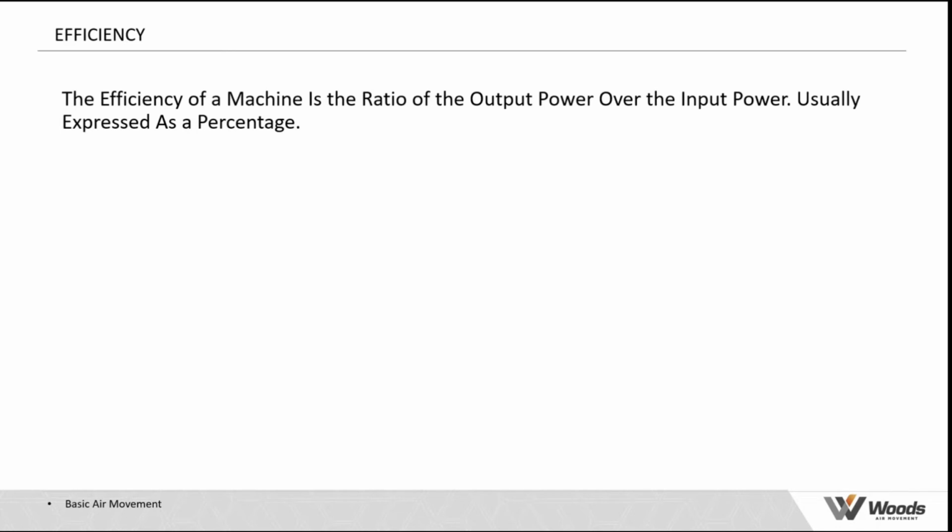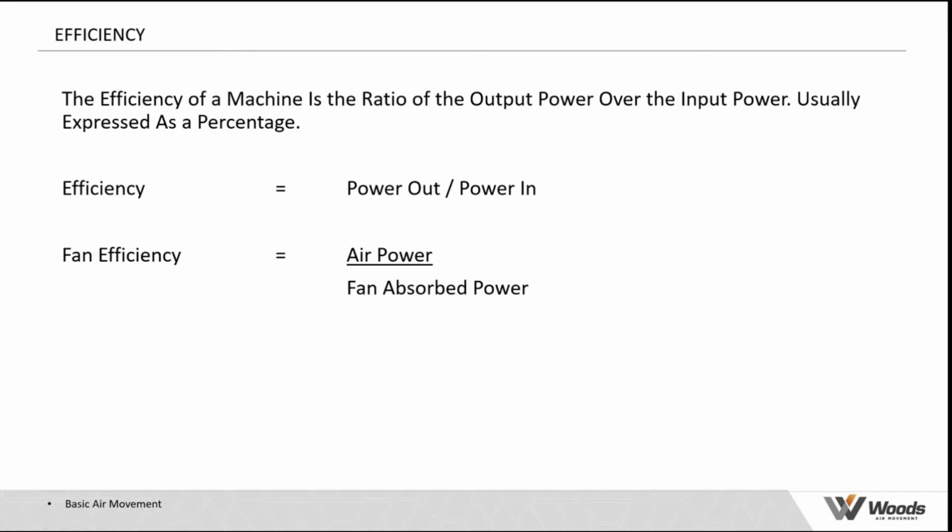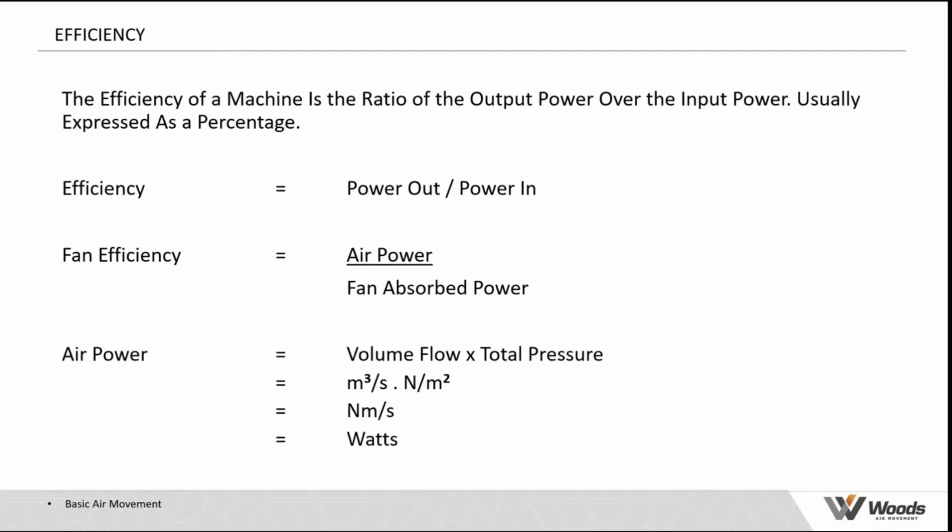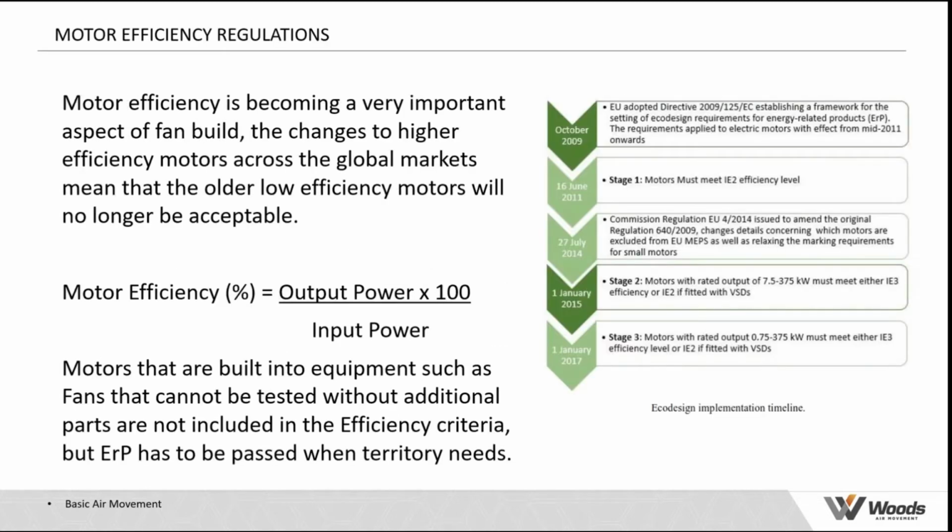Let's talk about efficiency. Said before, that's what you get out over what you put in. So with a fan efficiency, it's air power over the absorbed power at the shaft. This is where the beauty of the SI units comes in. If I know the volume flow in meters cubed per second times the total pressure in newtons per meter squared, that breaks down to newton meters per second, which is watts. So you can look at a duty and know what the absorbed power is going to be. It's a very tidy way to look at that. So motor efficiency has become very, very important, and we've moved on significantly in the last 20 years, really.